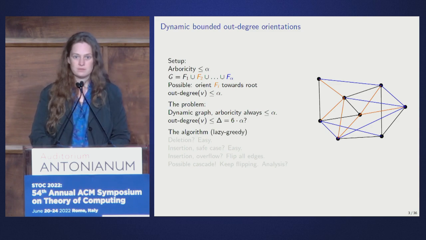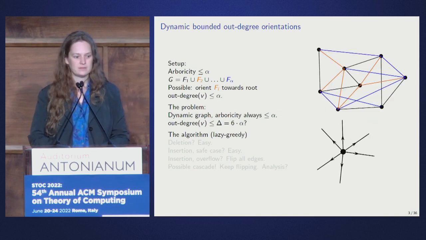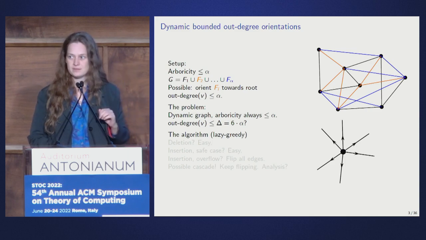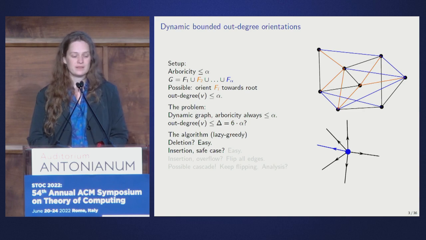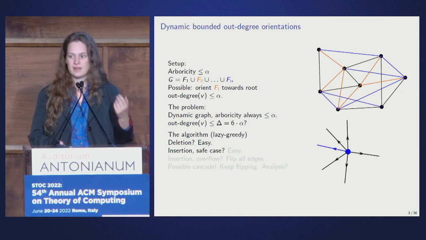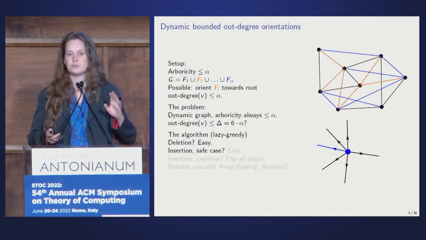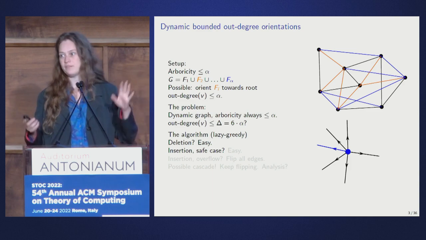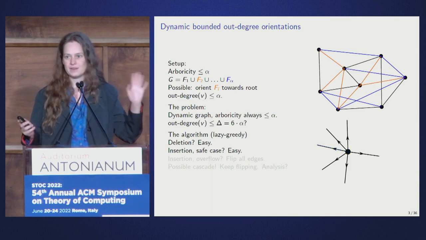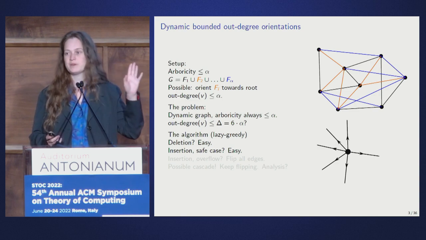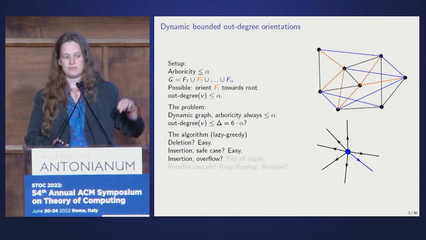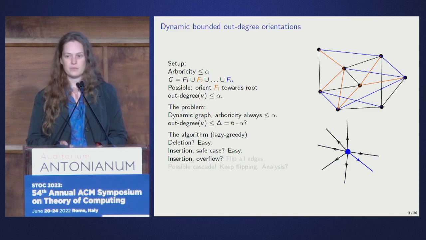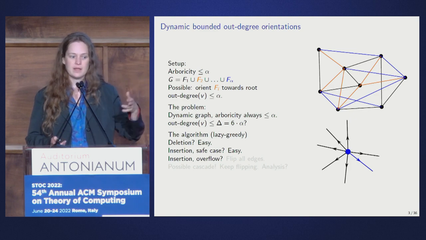So the algorithm is super stupid. It just runs like this, okay? If you have a vertex and you delete an edge, whatever, nothing happens. You don't need to do anything. You can also imagine that you insert an edge, and inserting it doesn't cause any vertex to overflow, and it doesn't exceed this O of alpha many out edges. Well, easy, nothing happens. The only place this stupid algorithm does anything at all is if you insert something, and now a vertex has 6 times alpha plus 1 out edges. Then what you do is take all the out edges and turn them into in edges.